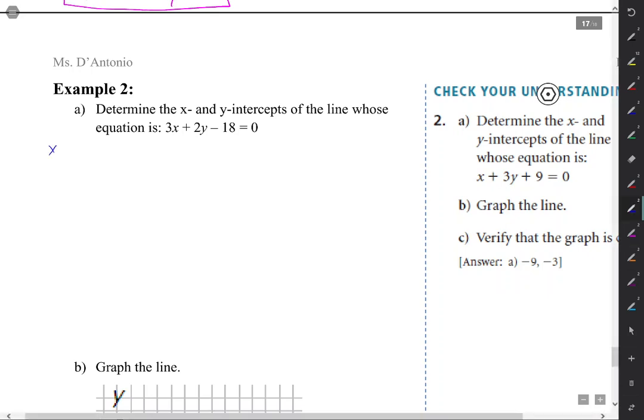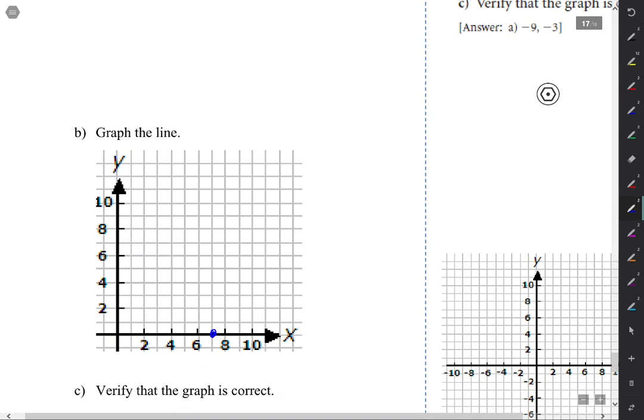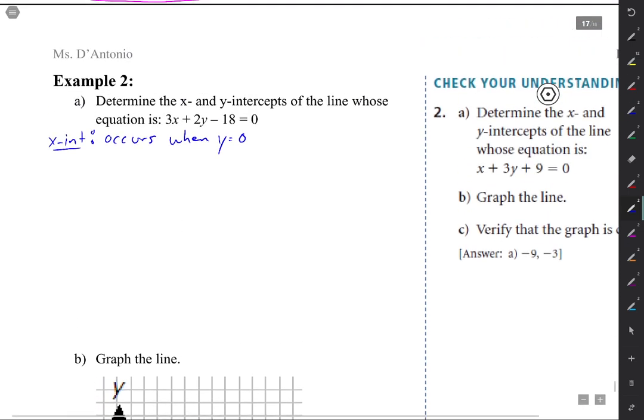So let's start with the x-intercept. Now the x-intercept occurs when the y value is 0, or when y is equal to 0. Because remember, whatever coordinate point we have on the x-intercept, let's say this one, the coordinate here would be 7, 0. So the y value is always 0 when that x-intercept is occurring. Now, because of that, we can just plug 0 in for the y value in our equation and then solve for x. So let's write down our equation. So we have 3x plus 2y minus 18 is equal to 0.